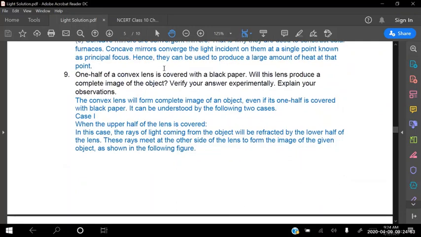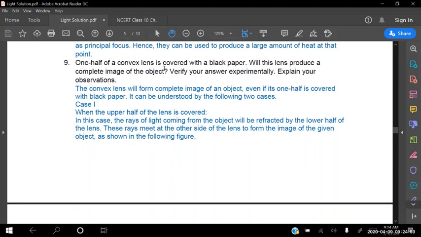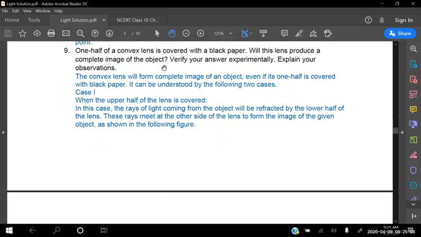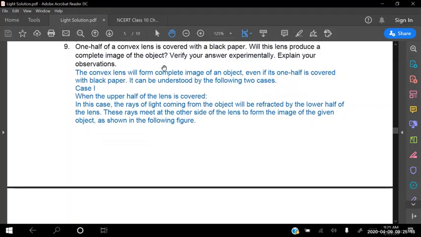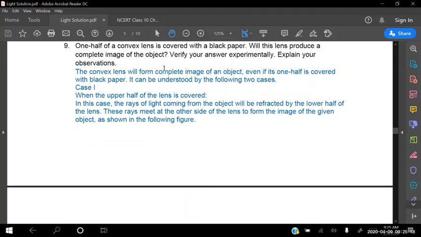One half of a convex lens is covered with a black paper. Suppose you cover your convex lens with the help of a black paper. Then what will happen? Half of the lens will be covered and your image will be blurred. So let us see why. Will this lens produce a complete image? You will say yes, it will be forming a complete image. But what will be your observation? Your observation will be that it will be blurred because you are not getting the complete image.